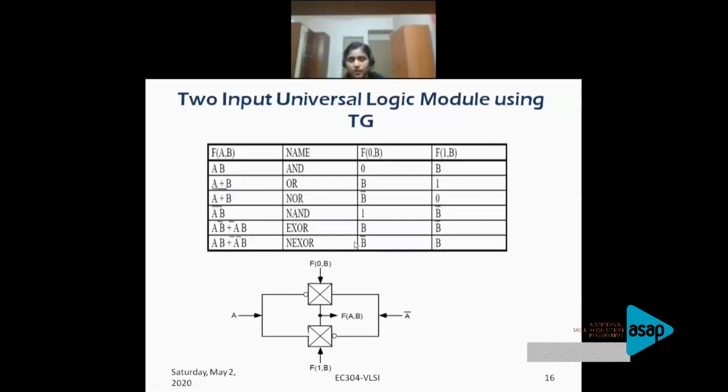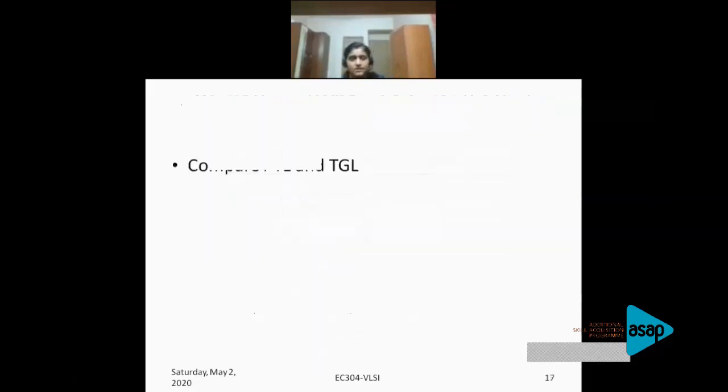Similarly, you can work out the remaining things and see whether you are getting according to this particular truth table. So this is in general how you can implement a two input universal logic module using 2 transmission gates. Okay. So with that, I believe we can complete the study of implementation of logic functions using transmission gates.